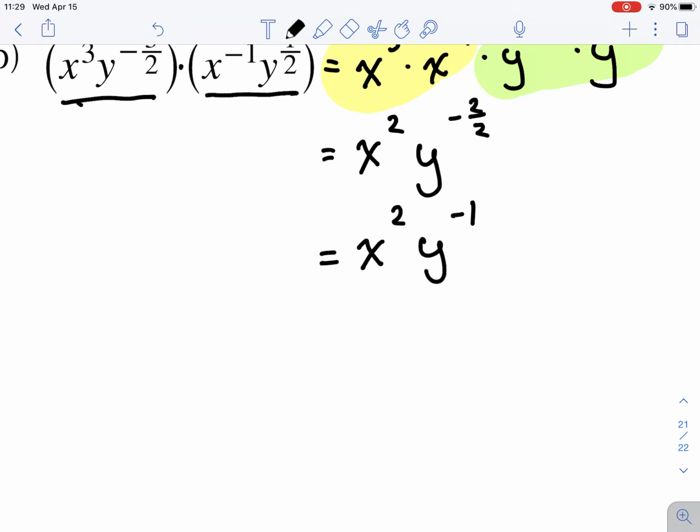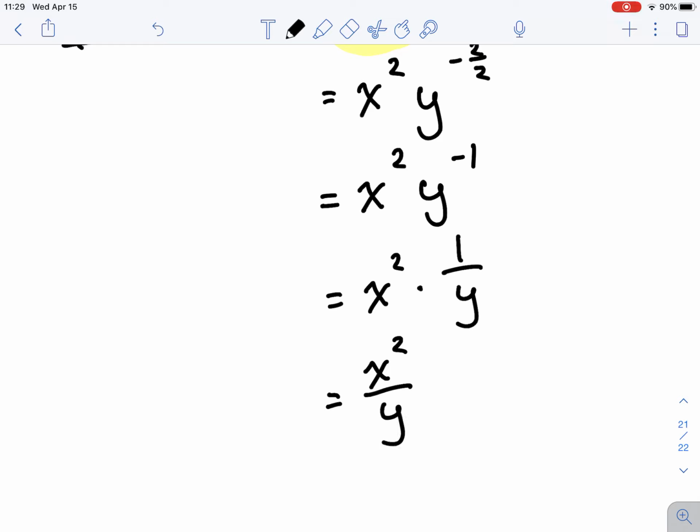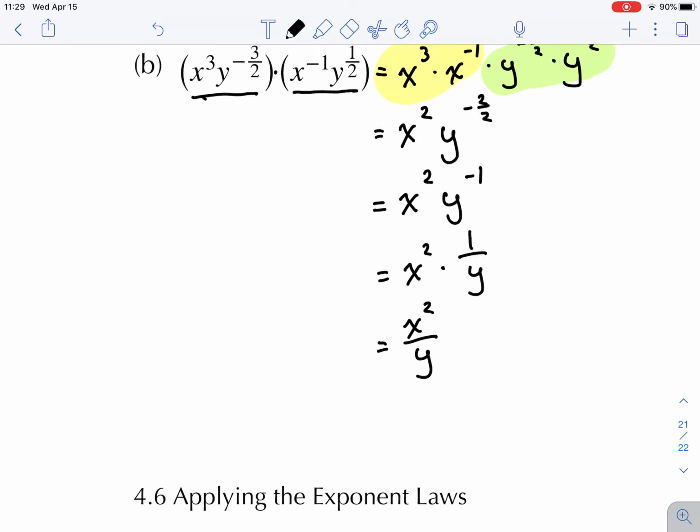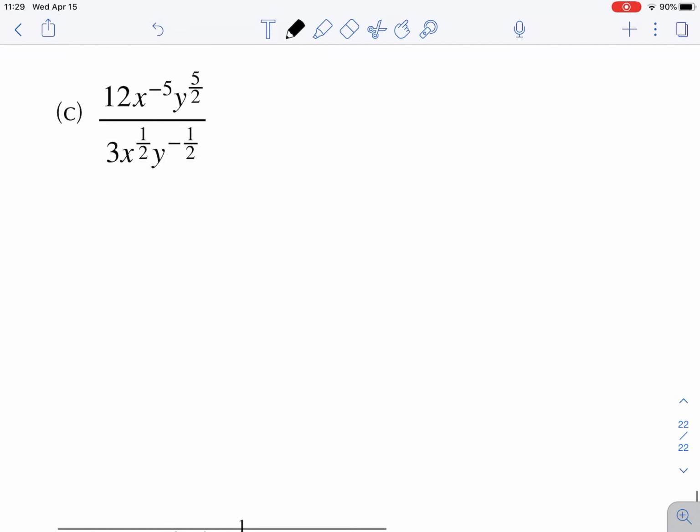Now, I don't like you having negative exponents in your simplified answer, so we're going to turn this into a positive exponent. It's equal to x squared times 1 over y to the power of 1. I don't need to write that 1 in. Now I can combine these two together to get x squared divided by y. Some basic algebra manipulation. All right, let's keep going.